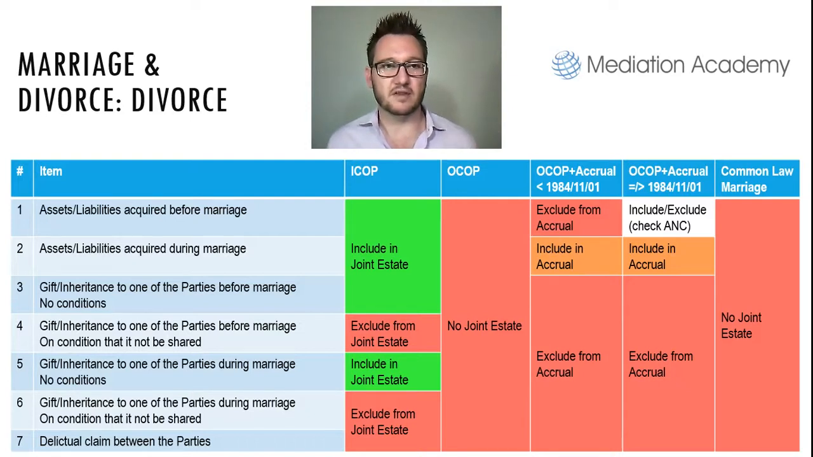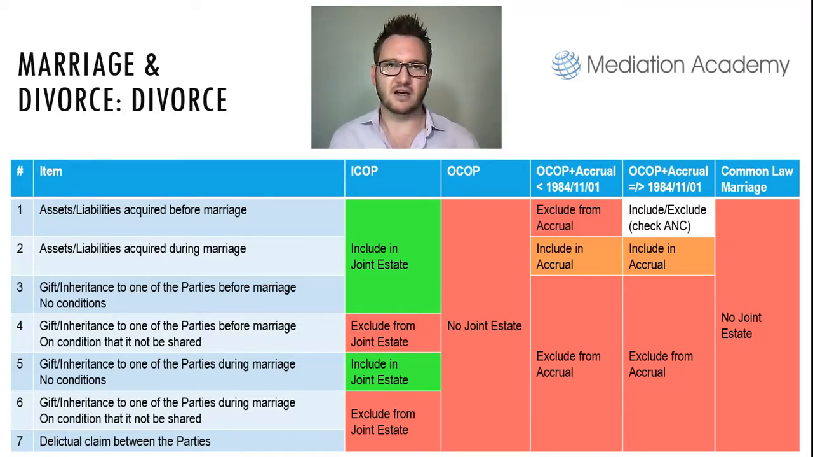Let's take a look at the first one there. Assets or liabilities acquired before the marriage. I think that's pretty self-explanatory. Anything that the parties got or got themselves into before they got married. If the parties are married in community of property, that's going to immediately go into the joint estate. What is a joint estate? Very shortly, imagine a kind of pot where we add everything that the parties bring into this pot, and when they get divorced, we split it straight down the middle. You get half, you get half.